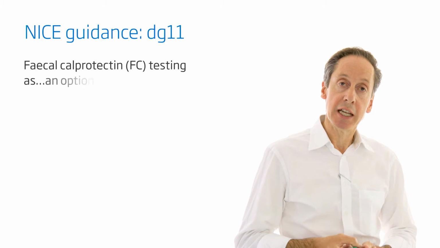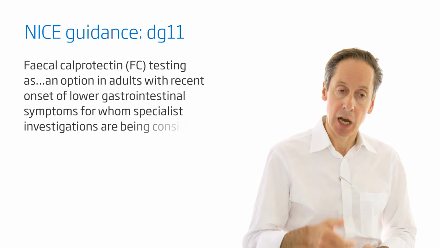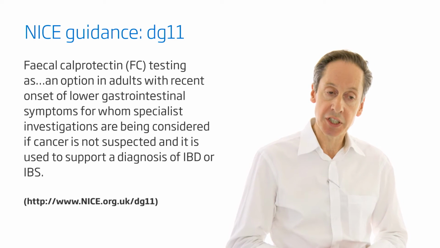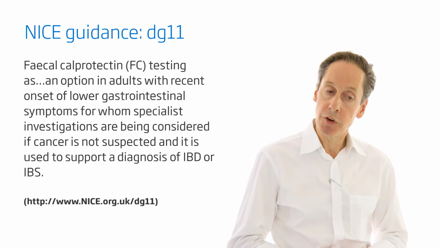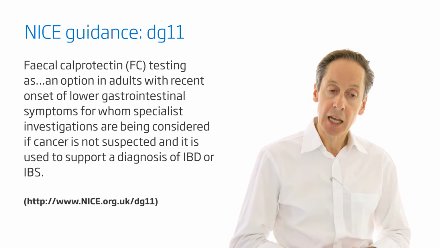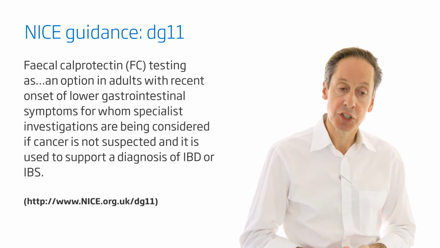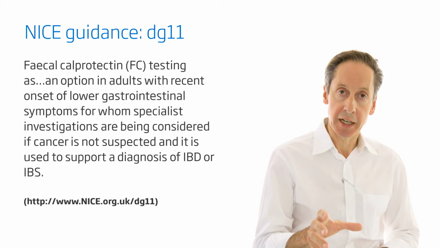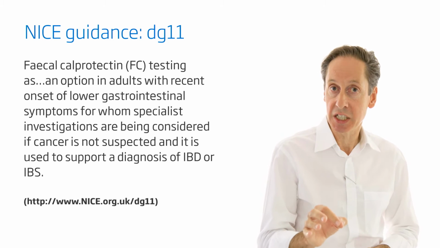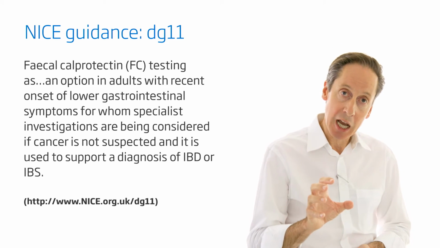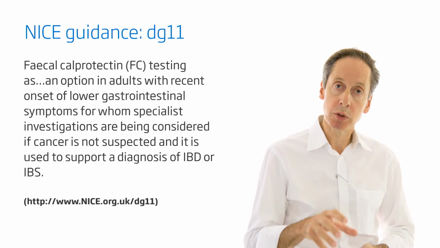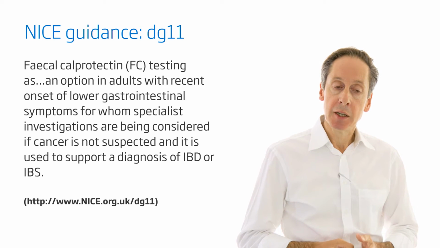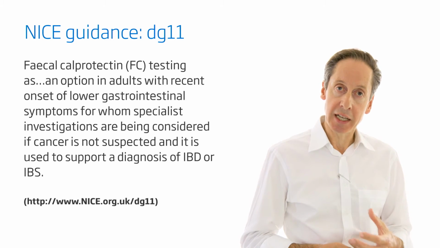NICE have recognised this and issued guidance, which is outlined as presented here. Fecal calprotectin testing can be used as an option in adults with recent onset of lower gastrointestinal symptoms for whom specialist investigations are being considered if cancer is not suspected, and it is used to support a diagnosis of IBD or IBS. The problem with this guidance is, as is always the case, the devil is in the detail. And in truth, there has up until now been very little evidence base to support a structured program for applying this guidance.